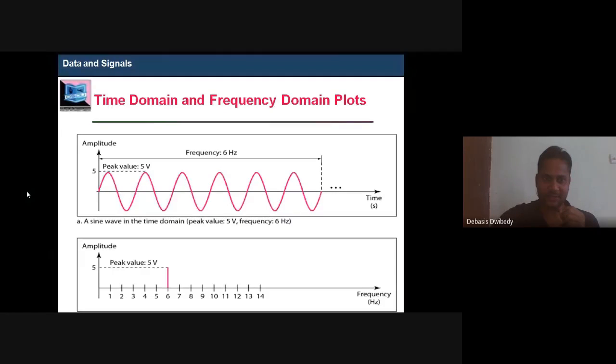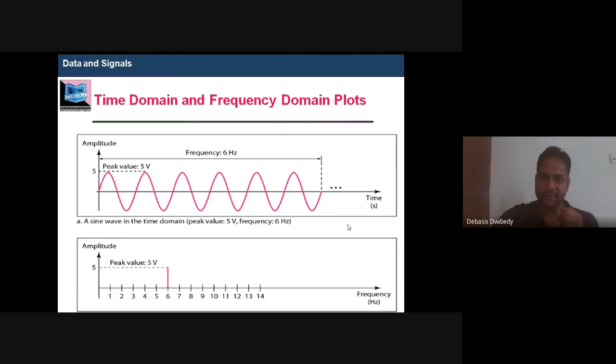One is time domain graphs, or isko bolte hain time domain plots. Another one is frequency domain plots. The upper one is the time domain plot. Time domain plot mein kya hota hai? Yahan pe all the periods, complete periods and the change of periods are represented. So we are representing the entire signal in the time domain plot. Technically, time domain plot represents all the periods and all the change of the periods.